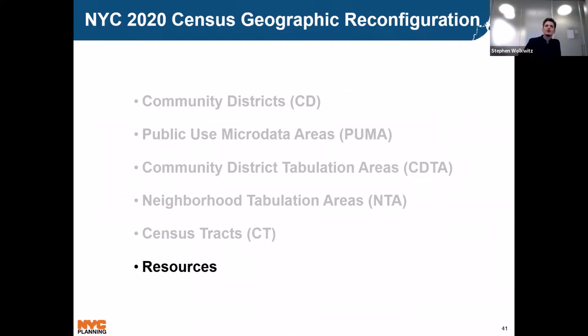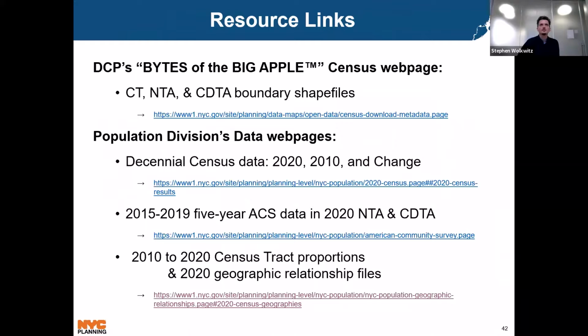Okay, so now I'm going to talk about some resources for where you can actually, if you haven't already, download the boundaries and data for all of these geographies that I'm talking about.